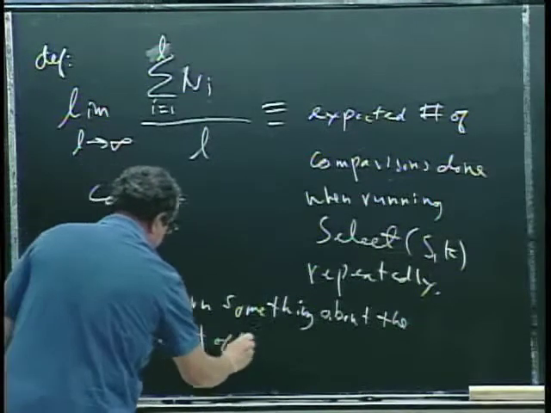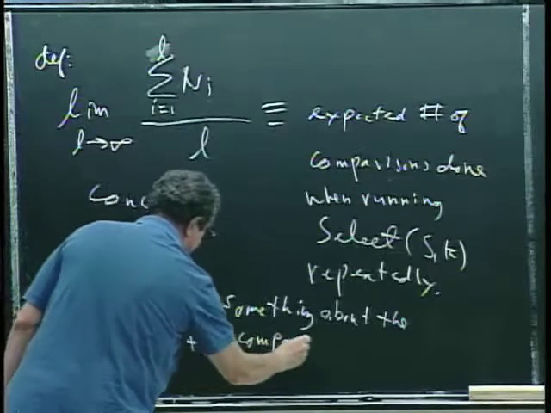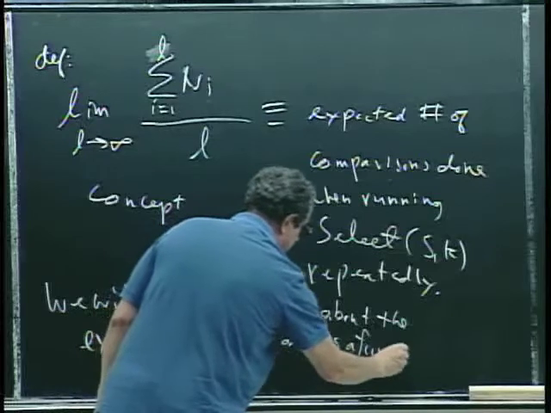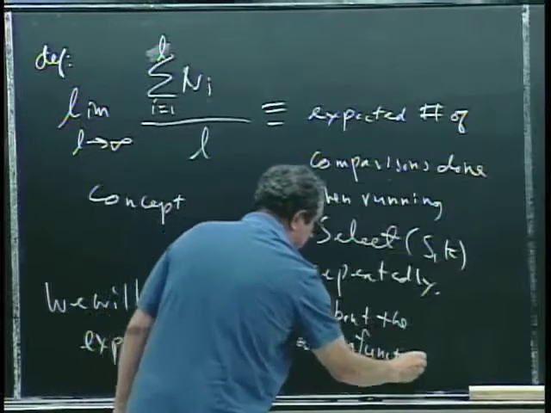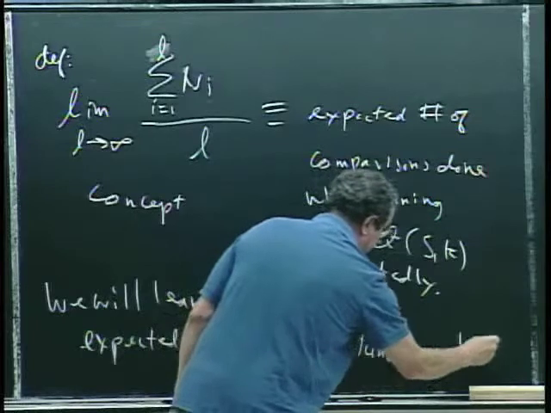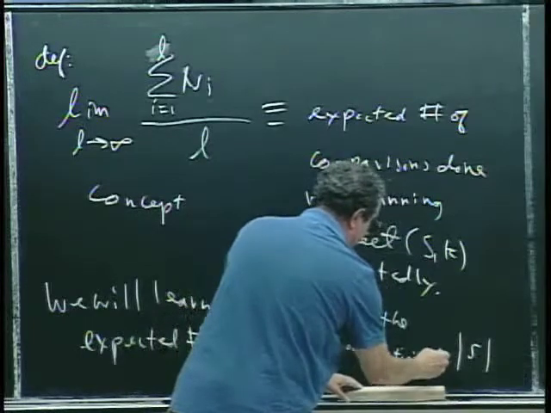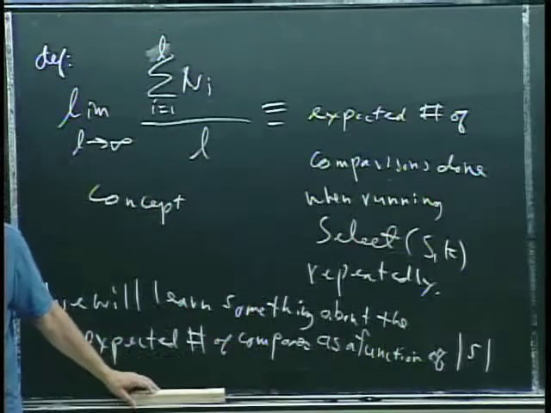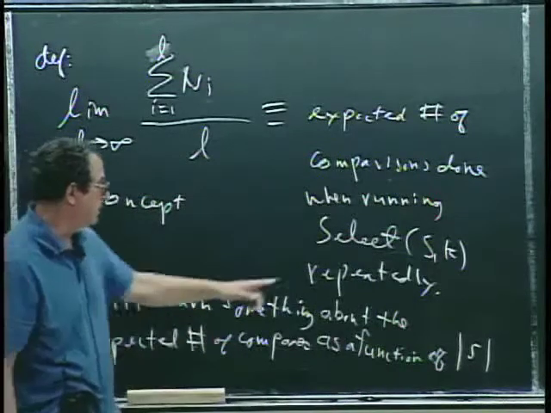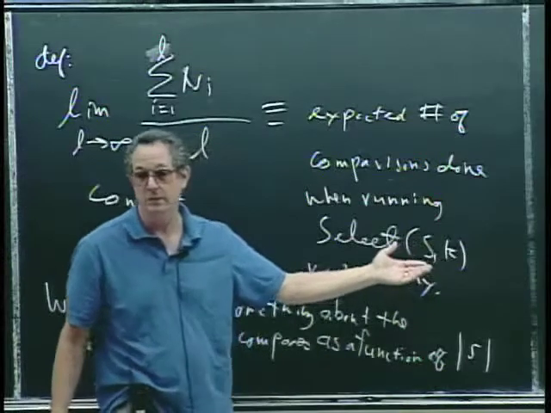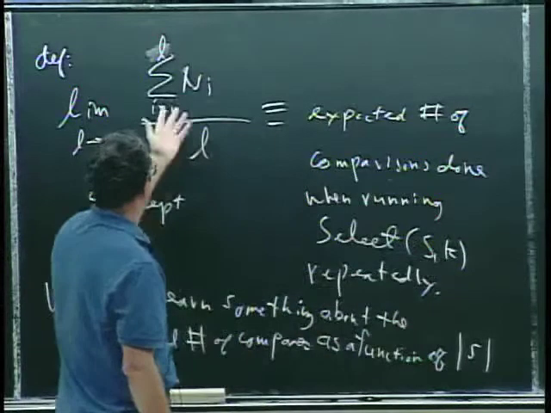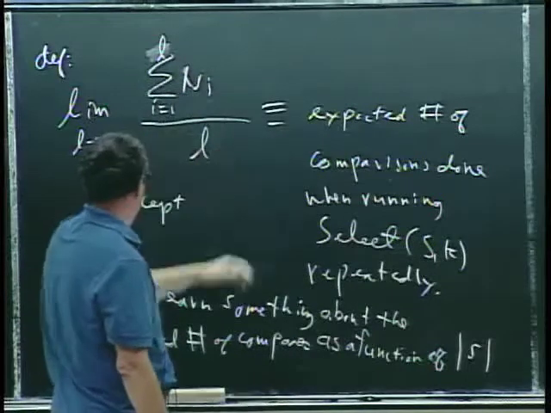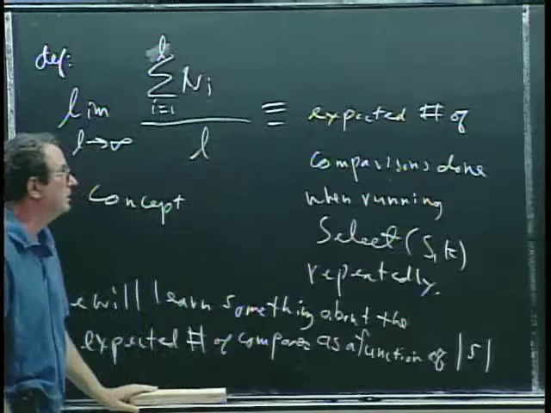Number of compares only as a function of the size of S. Okay? So what we're going to learn is more valid or more interesting than if we were just going to learn something about a particular S and a particular K. But we started with a particular S and a particular K in order to introduce this notation of expected number of comparisons.